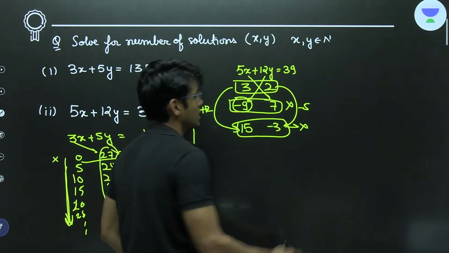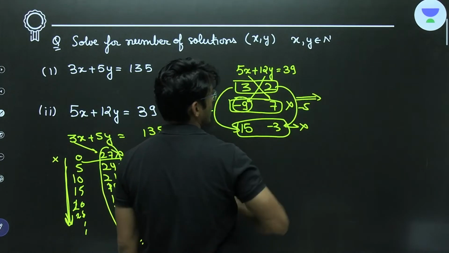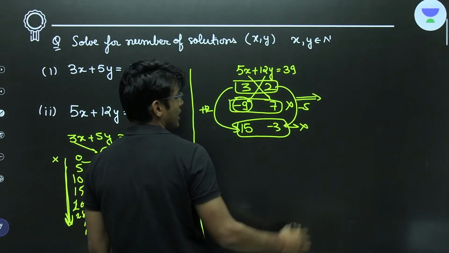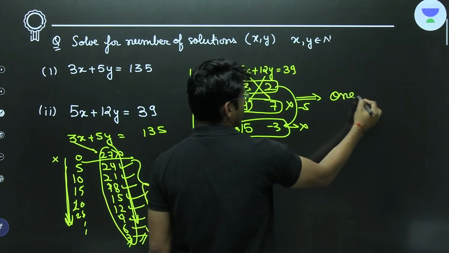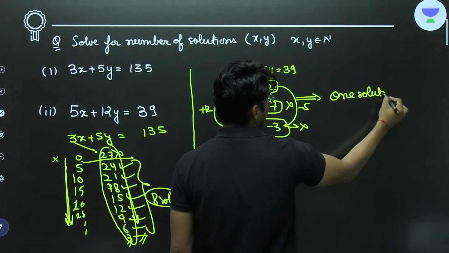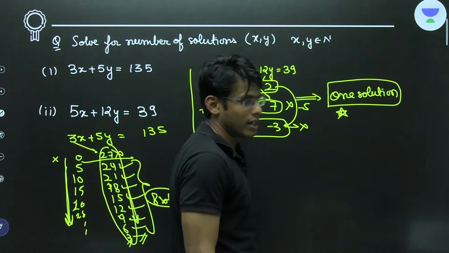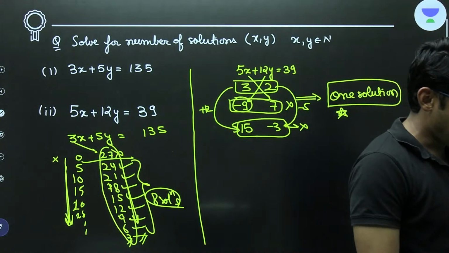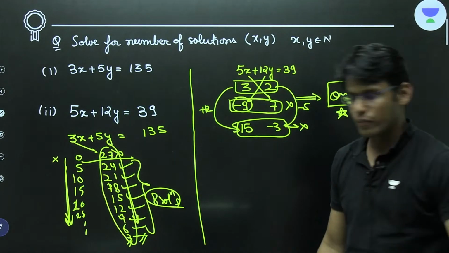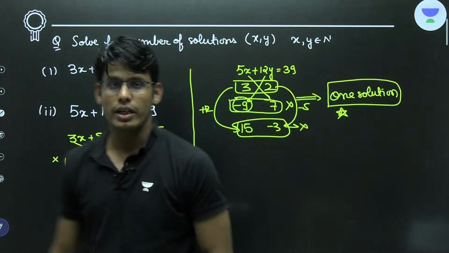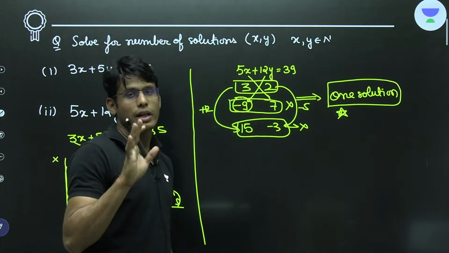And hence, you are getting only one solution. x equals 3, y equals 2. This is the only solution that you are getting.